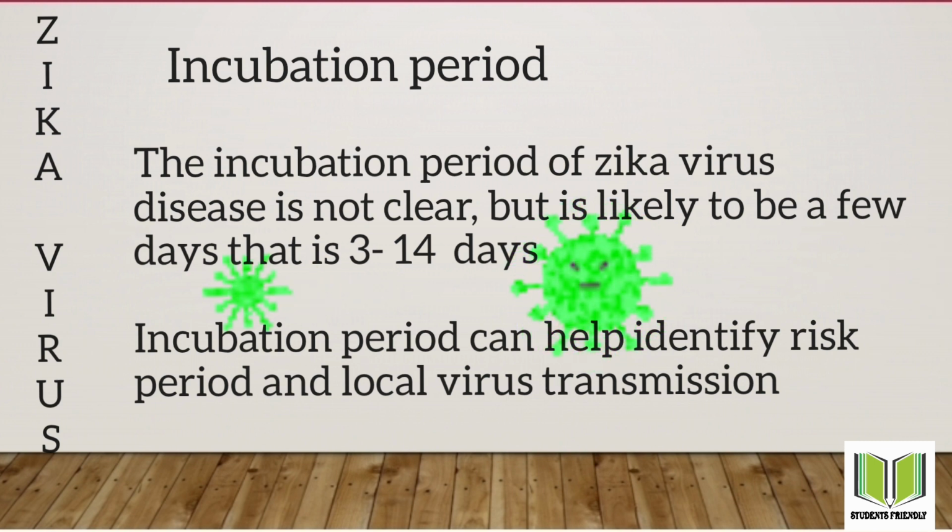Incubation period. The incubation period of Zika virus disease is not clear, but is likely a few days, that is 3 to 14 days. The incubation period helps identify risk periods and local viral transmission.